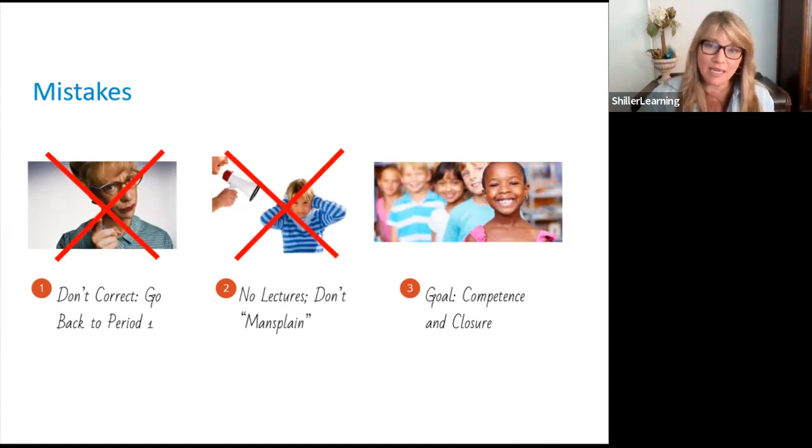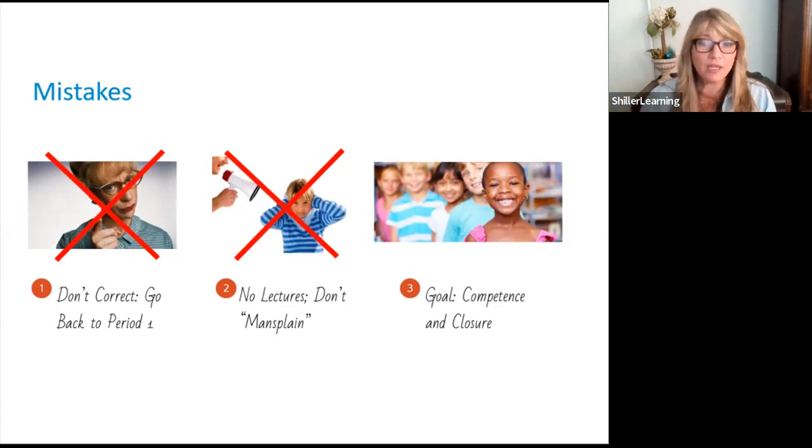When we make a mistake, it's an opportunity to be able to spot, okay, what is my stumbling block? What's causing this error to happen? How can I do something differently next time and get to that next level?